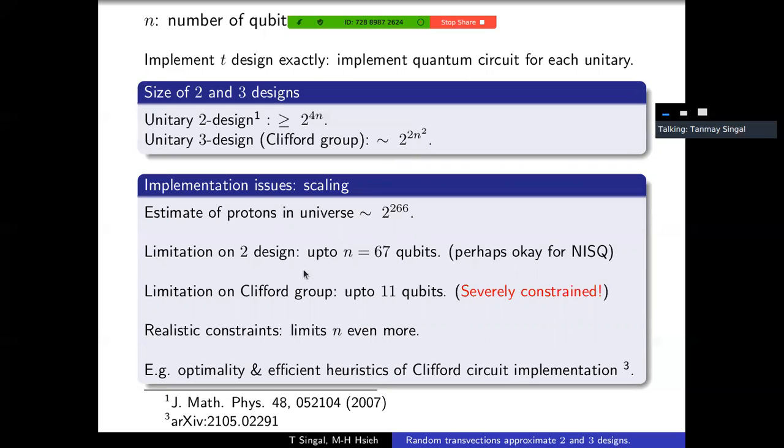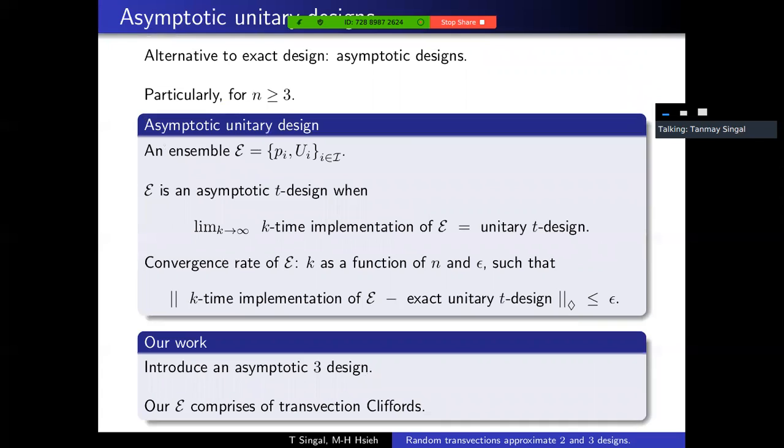This limitation tells us that we can implement a 2 design up to only 67 qubits. This is perhaps okay for near-term quantum computers. But for the Clifford group, the limit is 11 qubits. So we see that this is severely constraining. Of course, there are more realistic constraints which would limit n even more. Due to this, we are interested in an alternative to exact designs, which introduces the notion of asymptotic designs.